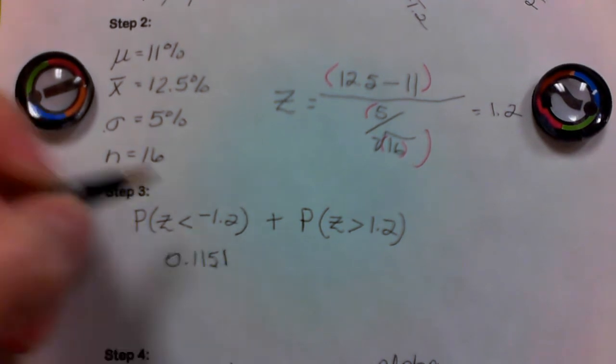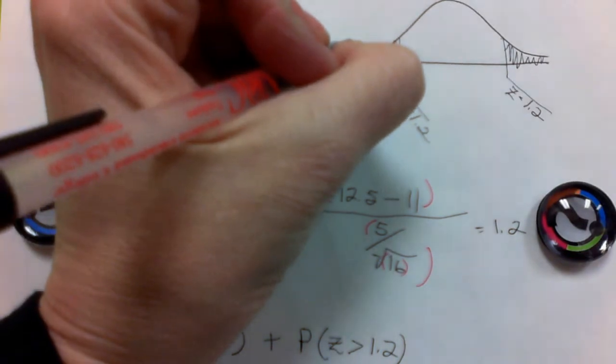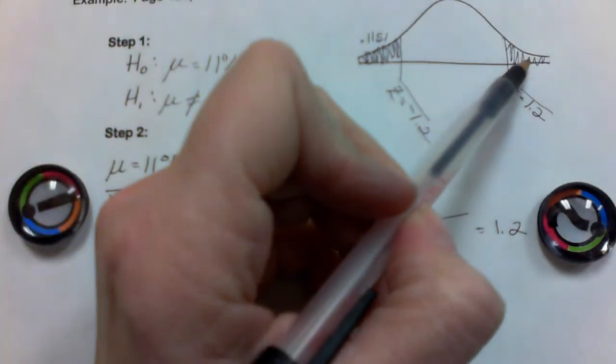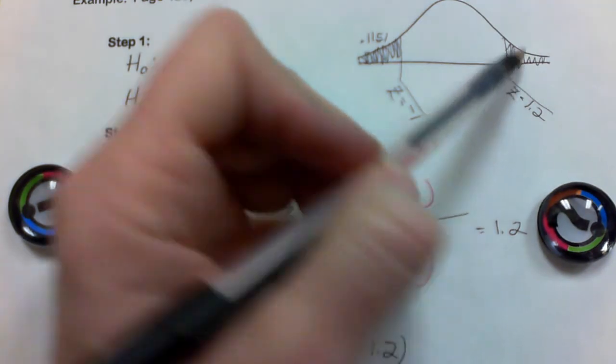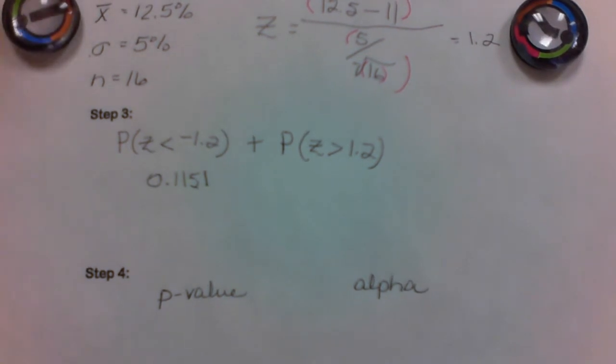0.1151. Sorry about that. So what we have just found is that this area right here is 0.1151. Now, since this is symmetrical, then this should be 0.1151. So at this point, you could just double it. But I do want to show you statistically how this works.